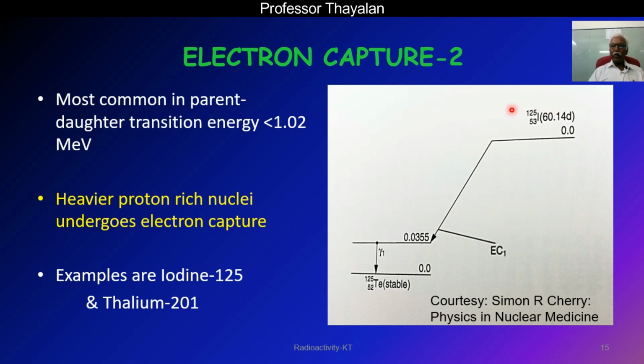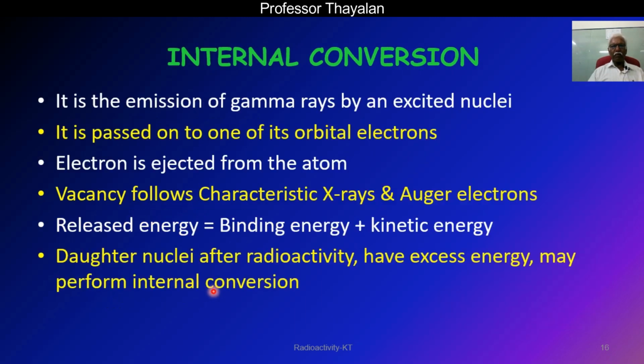You can see iodine 125 goes by electron capture followed by gamma radiation, and mostly heavier proton-rich nuclei undergo electron capture. Most common in daughter transition energy less than 1.02 MeV. Examples are iodine 125 and thallium 201.